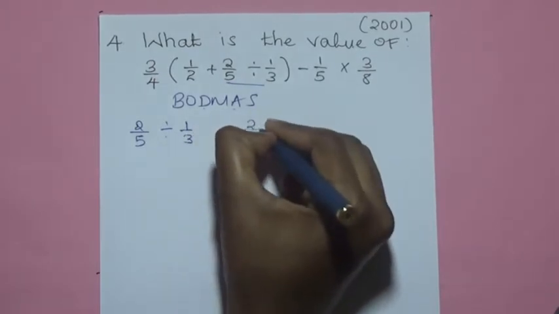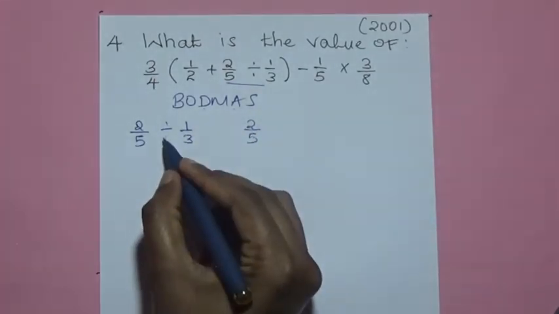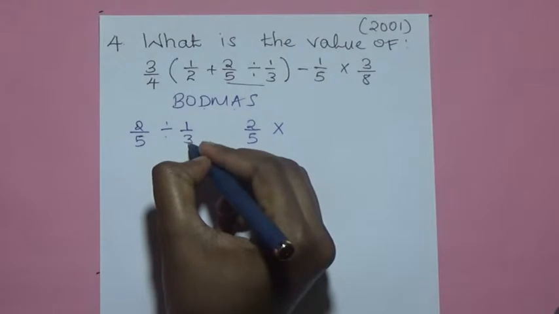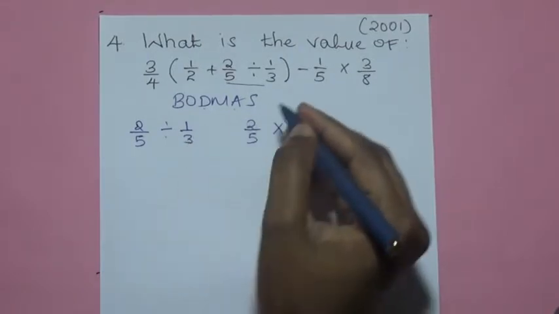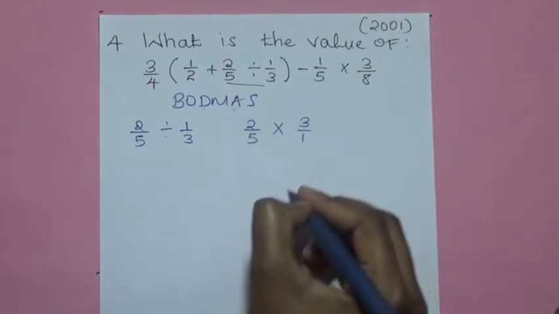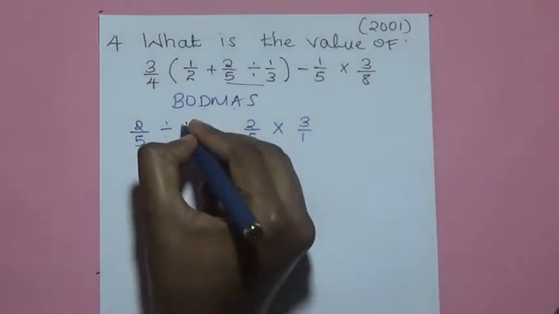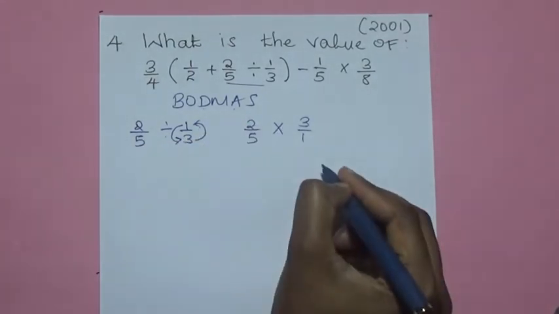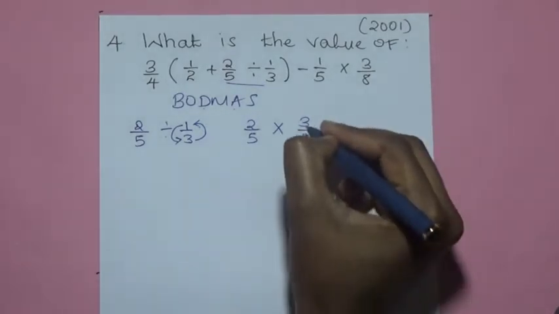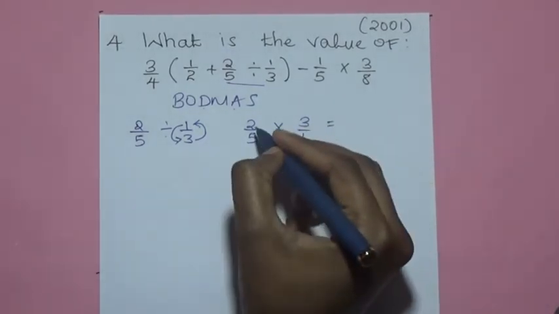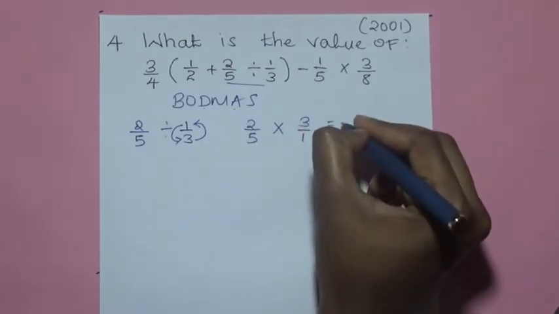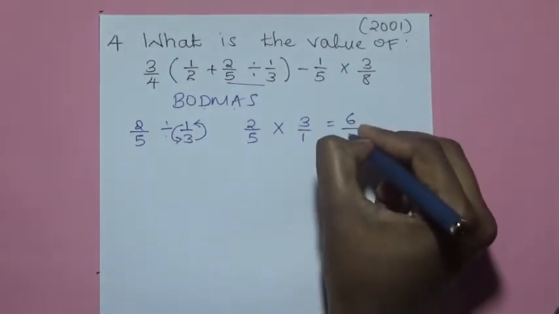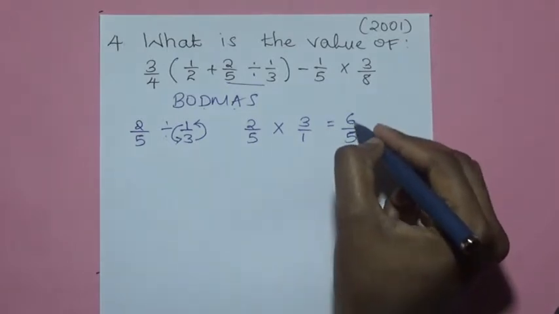This will be 2 over 5. We change the division sign into multiplication and then find the reciprocal of the second fraction, which is a third. So it will be 3 over 1. We know that reciprocal means the numerator becomes the denominator, and the denominator becomes the numerator. That's how we have 3 over 1. And then we work out this. 2 multiplied by 3 gives us 6, over 5 multiplied by 1 gives us 5. So you have 6 over 5.